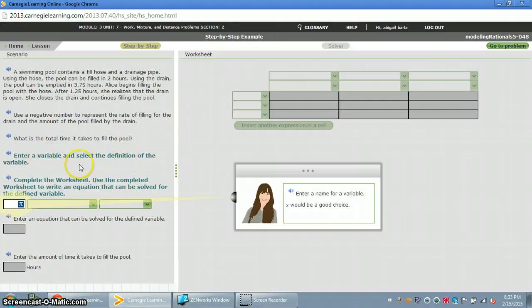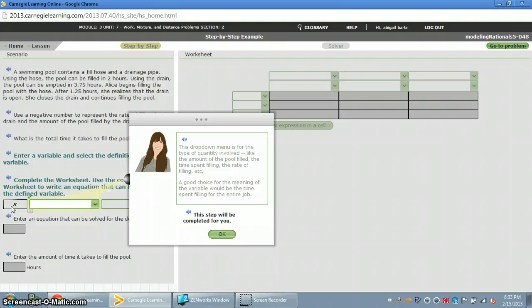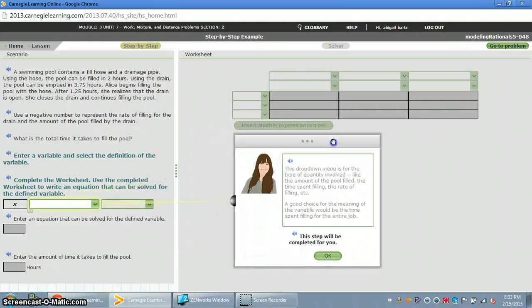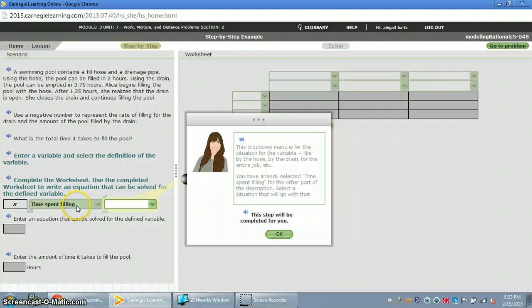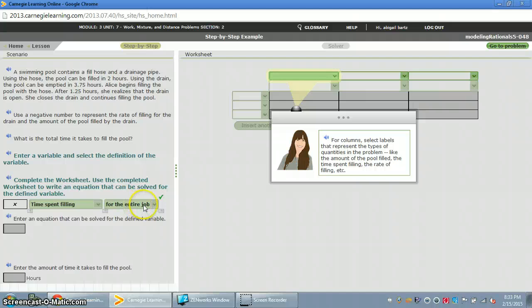And so the first thing it says as our directions is enter a variable and select a definition for the variable. Well, since your variable is all about what the question is about, and they always suggest in here, a good choice would be x. You can choose x as your variable, but then again, because of what they're asking you to find, what is the total time it takes to fill the pool, when you click this in the step-by-step, it makes sense that now it's time spent filling. What are you filling? Makes sense for the entire job, because it's the total time it takes to fill the entire pool.